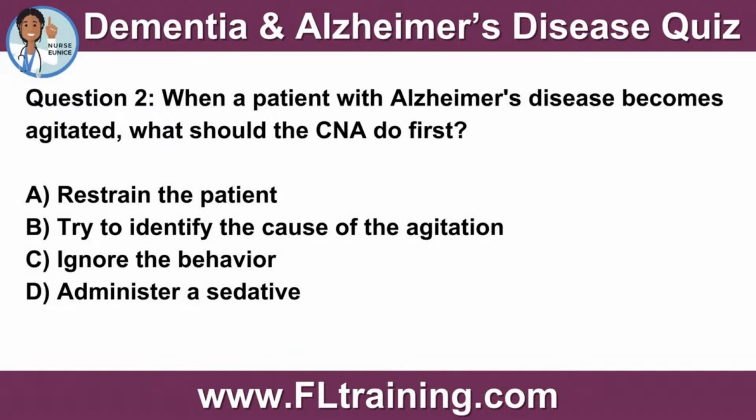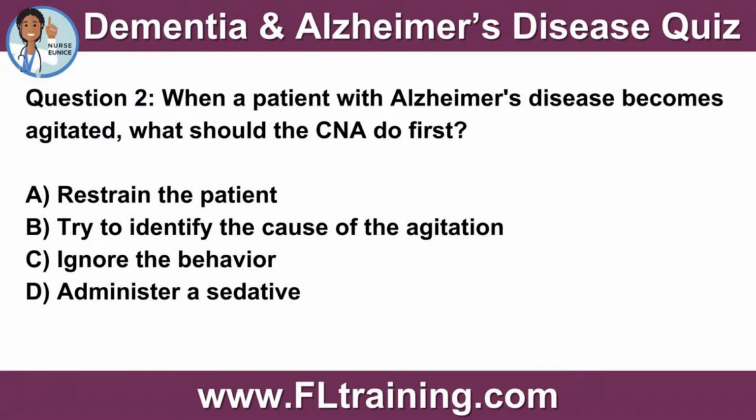All right, next question. When a patient with Alzheimer's disease becomes agitated, what should the CNA do first? A. Restrain the patient. B. Try to identify the cause of the agitation. C. Ignore the behavior. Or D. Administer a sedative. What is your answer?